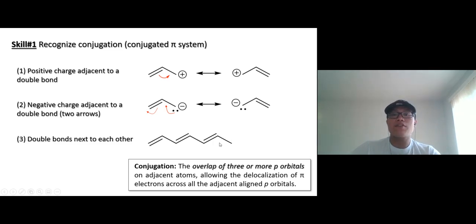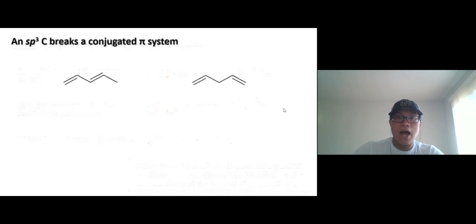Okay. So to answer the first question, when do you draw resonance structures? When you see the conjugation, which is the overlap of three or more p orbitals. All of them have to be parallel, lined up nicely, single file. Okay. Sometimes an sp3 carbon can break the conjugated pi system. Let me give you some examples here.